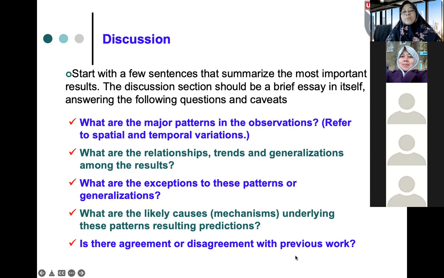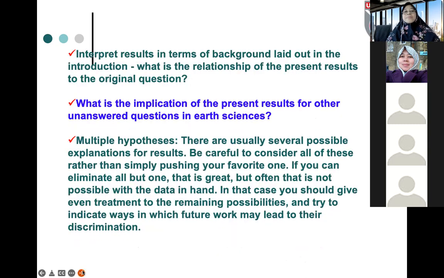So you can also, not necessarily from previous work, support it with textbook material, because this is the rule according to the first law of thermodynamics, for example. Okay, so you can support by using that. Interpret results in terms of the background laid out in the introduction. Okay, so what is the relationship of these present results to the original question?